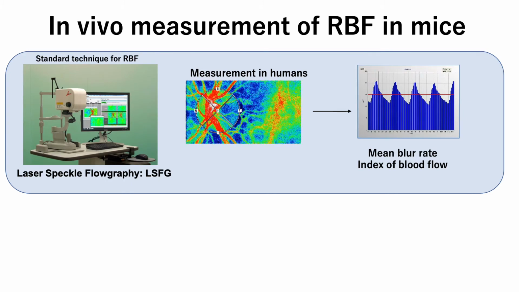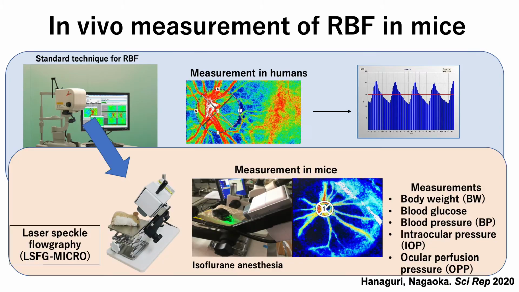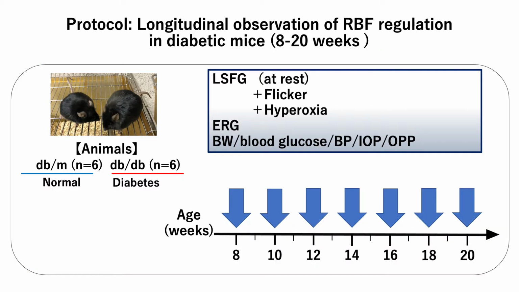To measure retinal blood flow, we used a specially customized laser speckle flowgraphy for mice. Under general anesthesia, we measured the retinal blood flow in the optic nerve head using this technique. We also measured other parameters, as shown here. This is the study protocol.